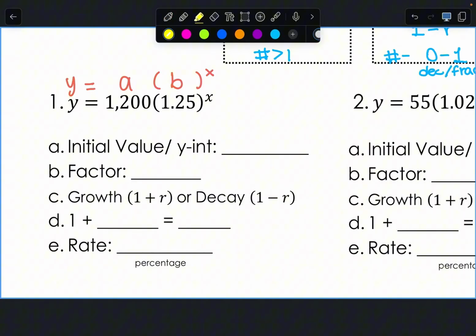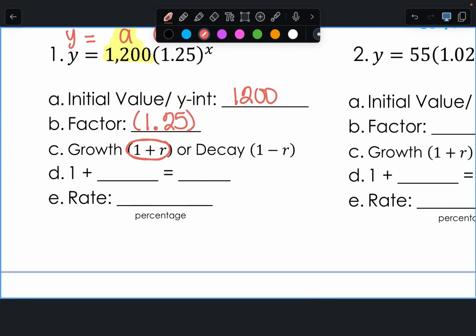What is my initial value? 1,200. Yep. So it's kind of like saying my initial human population is 1,200. The factor is always the number in parentheses. So when I write my factor out, I like to write it in parentheses so I don't forget. 1.25. Now, to get that factor, to get 1.25, did I add or did I subtract the rate? I had to add, because that number is greater than 1.